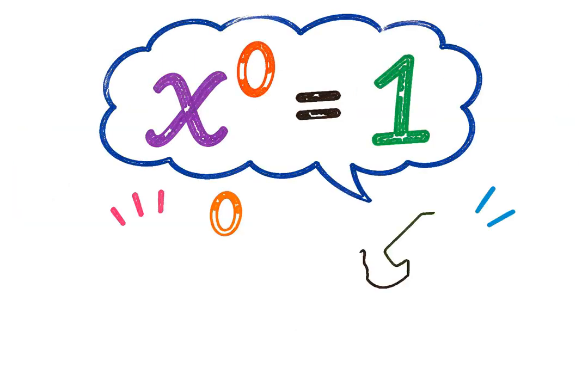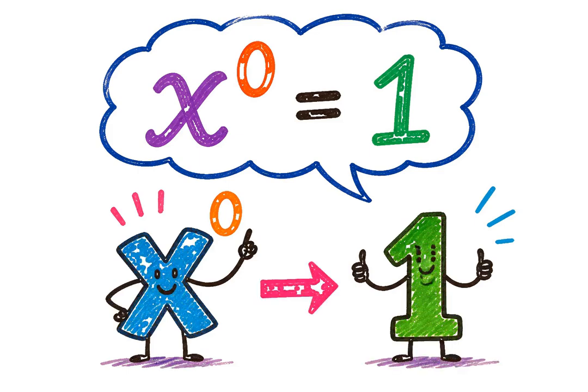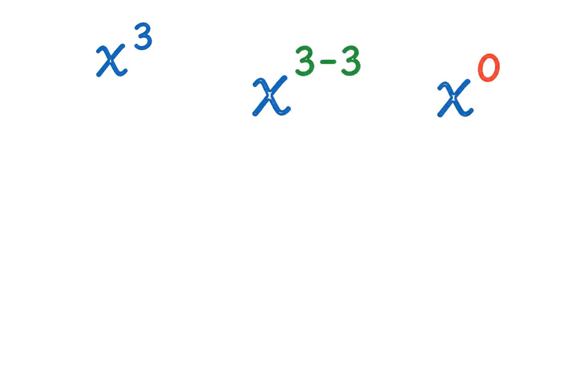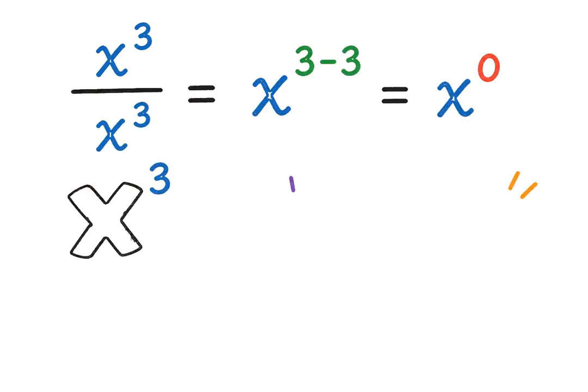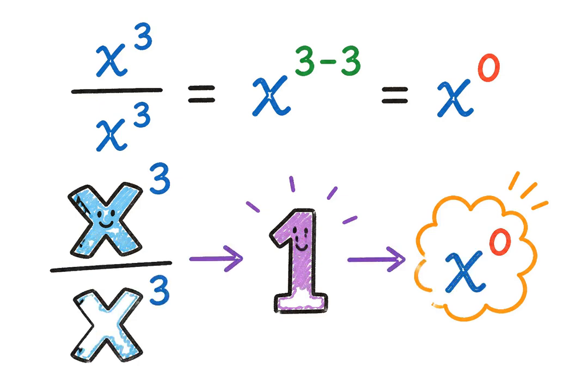Now for a fun one. What's any number except 0 raised to the power of 0? The answer is always 1. It seems strange, but it makes perfect sense. A number divided by itself is 1. Using the division law, x cubed divided by x cubed is x to the power of 3 minus 3, which is x to the power of 0. So x to the 0 must equal 1.